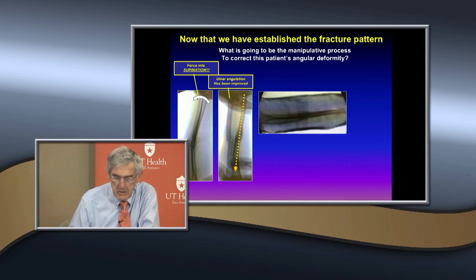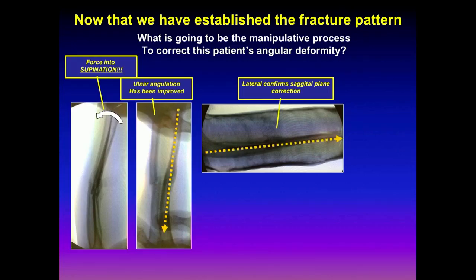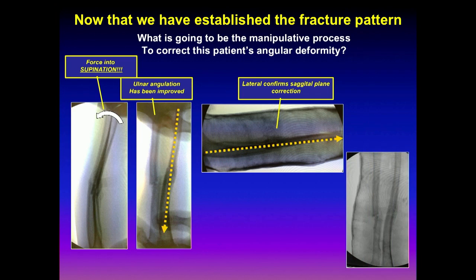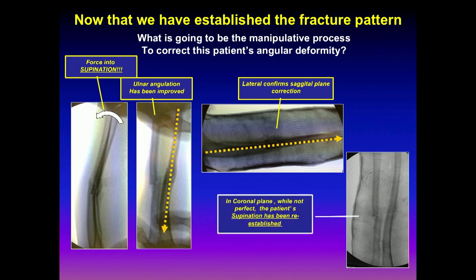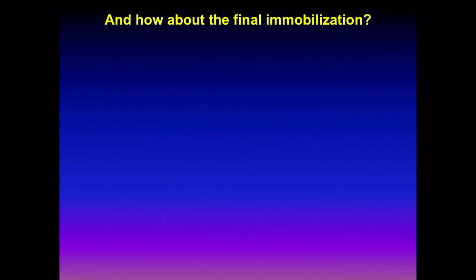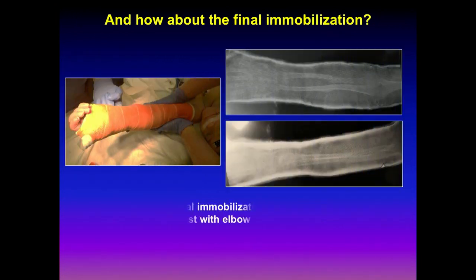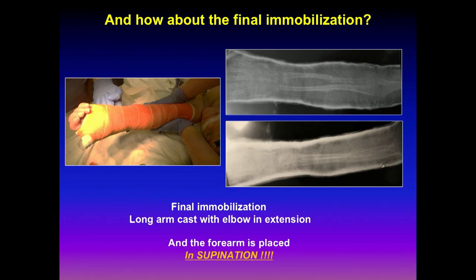So here he is, now in supination, which confirms the sagittal plane correction. And here he is again in the coronal plane. Well, not perfect, but the supination has been reestablished, and that's within the limits of remodeling. We put this patient in a long arm cast in extension and supination. The forearm was forced into supination, and we included the thumb, and then split the cast and closed it later on.